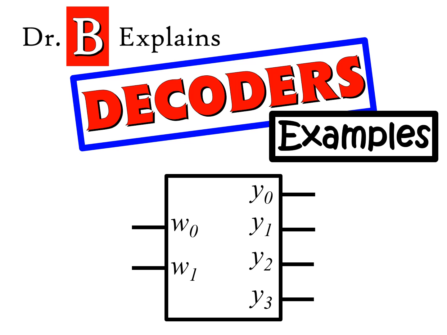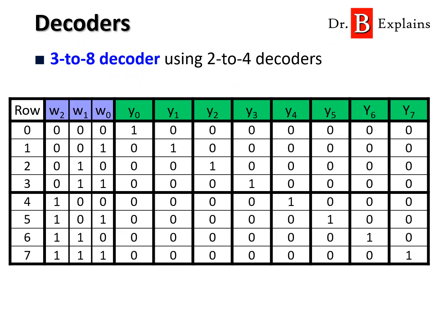Hello, in this video we're going to go over a couple of examples of circuits using decoders. The first example is to design a 3 to 8 decoder using 2 to 4 decoders.